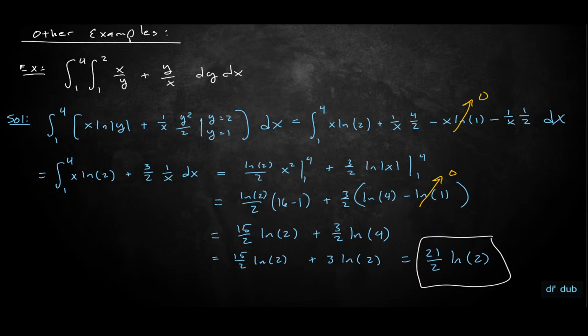And I have one more example here I think would be good. And it says evaluate the integral from 0 to pi, integral from 0 to pi over 2, cosine of x plus 2y dy dx.